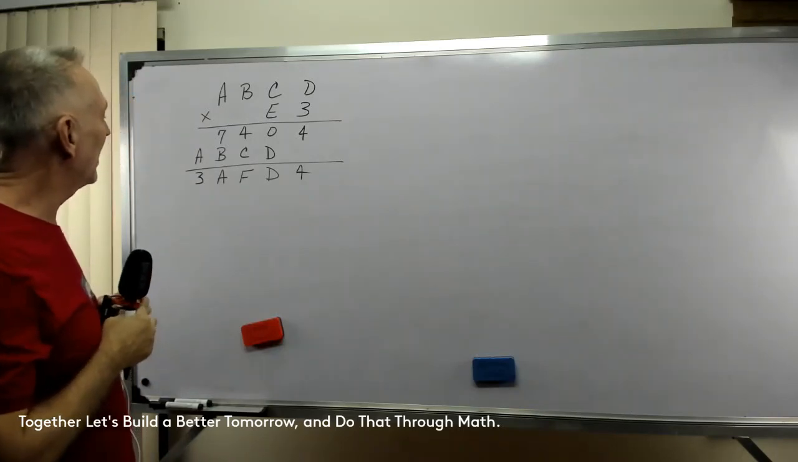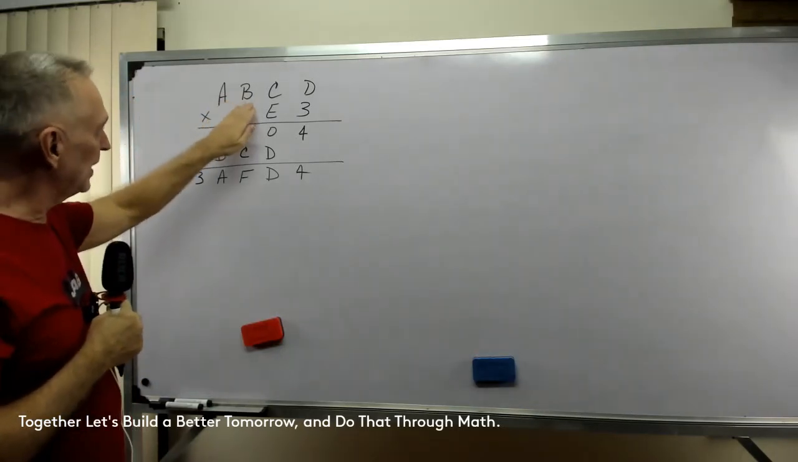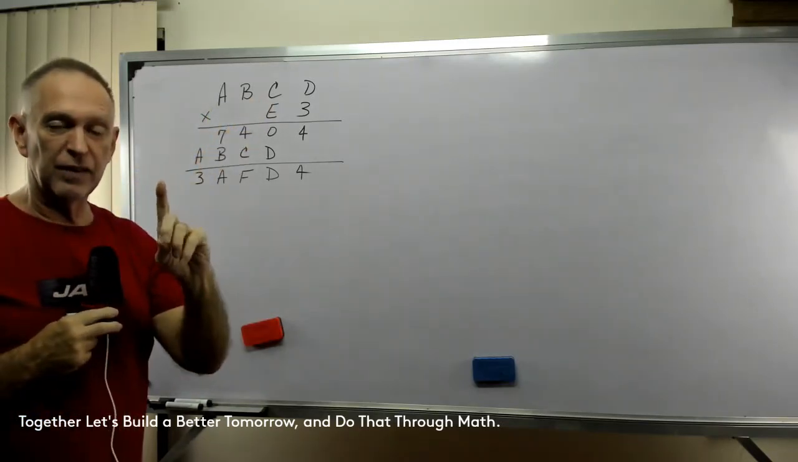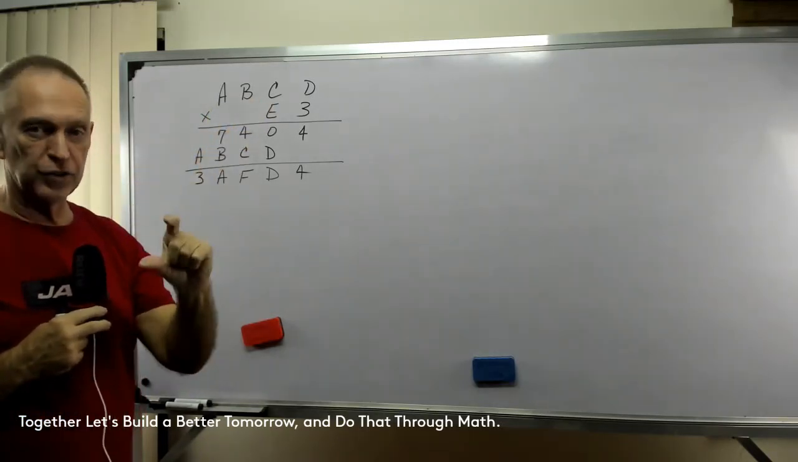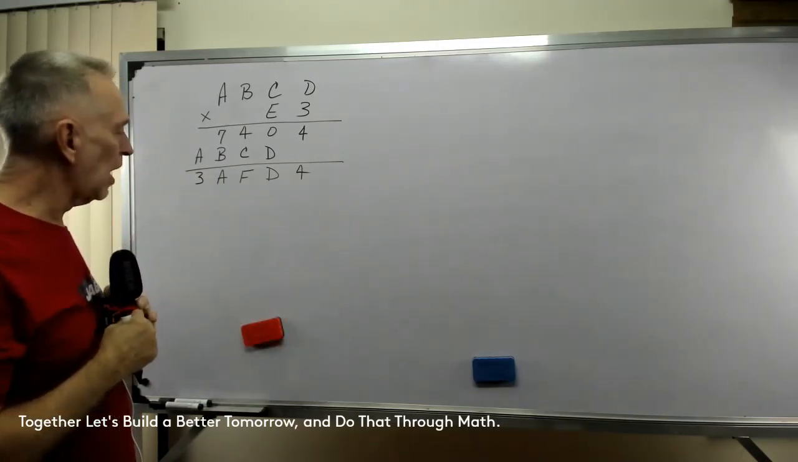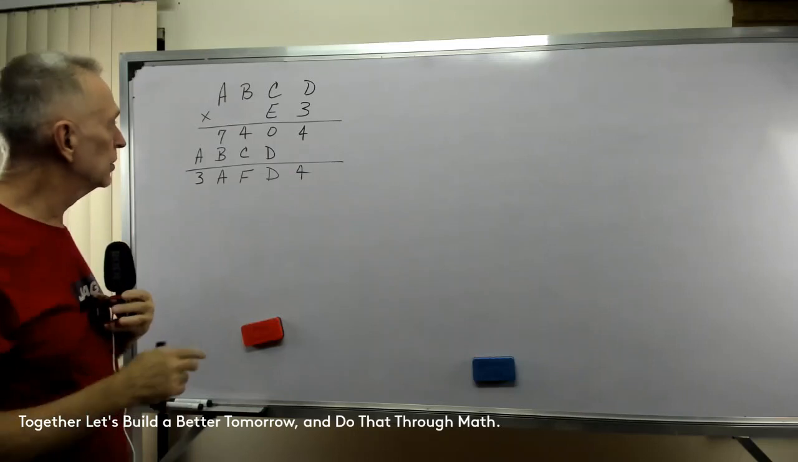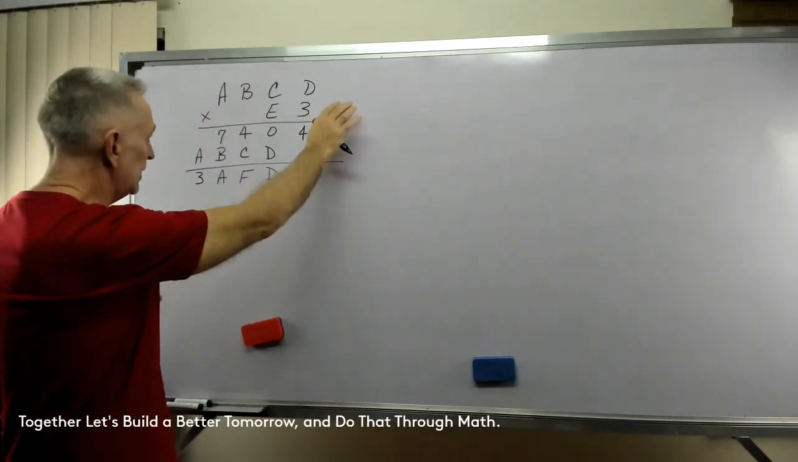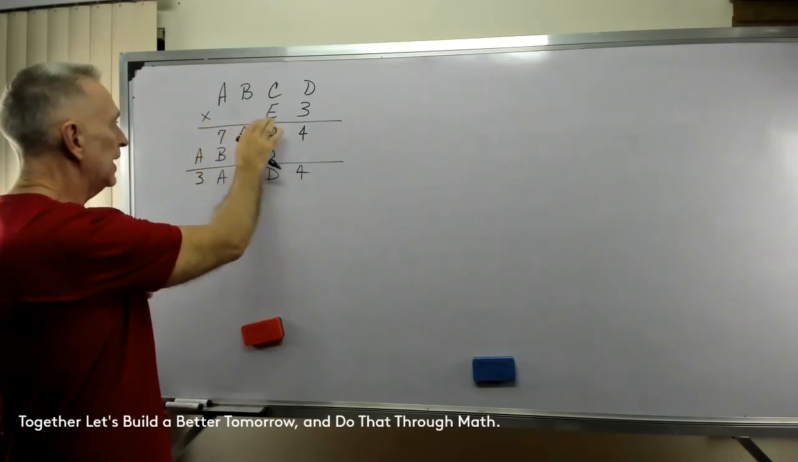Okay, we've got A, B, C, D, some number, and by the way, these numbers are integers and they're not repeating, so there's no fractions and we're not repeating any of the numbers. Okay, so we have a number ABCD times E3.